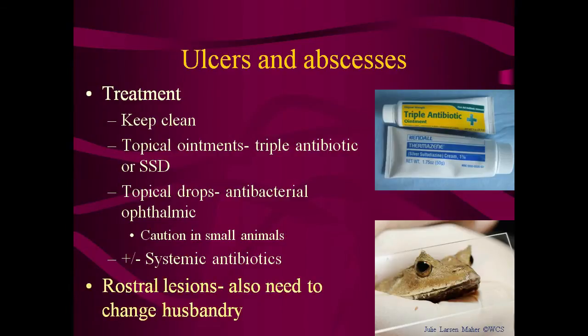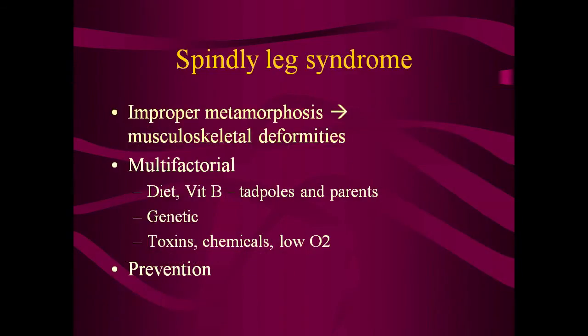Rostral lesions should be treated as above, but the husbandry will also need to be adjusted to stop the behavior causing the lesion. Spindly leg syndrome is a result of improper metamorphosis leading to musculoskeletal deformities. It is often not clear what specific cause led to the malformations. A number of different possible causes include dietary or vitamin deficiencies in either the diet fed the tadpoles or to the adults prior to laying the eggs. Inbreeding may be a factor, and various toxins, chemicals, or low dissolved oxygen may also play a role.